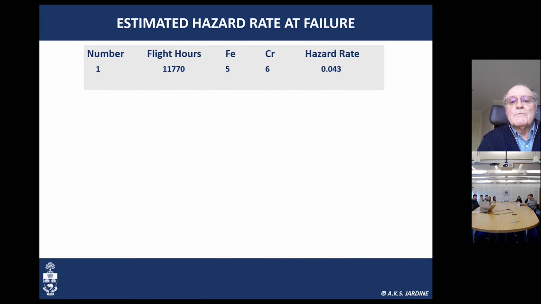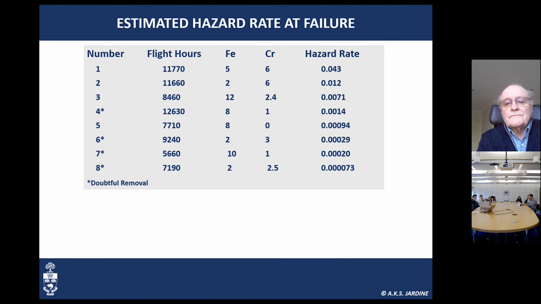And using our proportional hazard model, here's what we concluded. I have 8 engines. Engine number 1, I'm calling it, the first one, is the worst one. It was removed from service when it was 11,770 hours old. The iron was exhibiting 5 parts per million iron, and the chrome was 6 parts per million chrome. And when we combine these 3 numbers using a hazard model, we get the risk of failure in the next flying hour as 0.043.